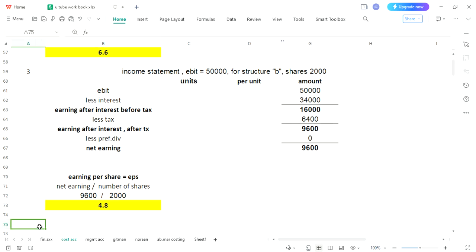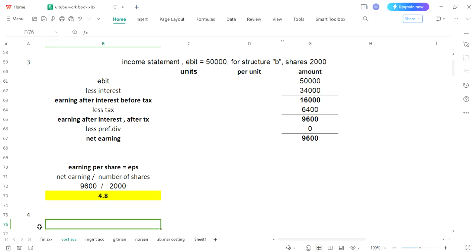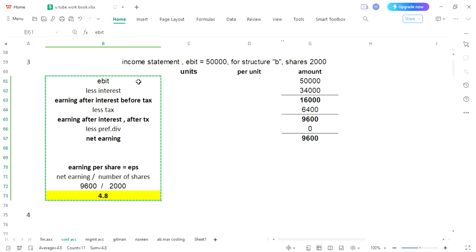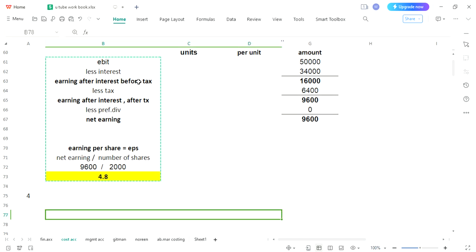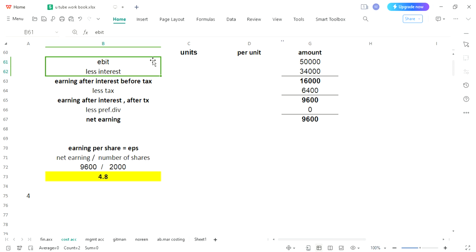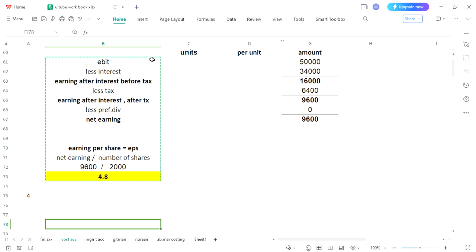So now it's time to calculate our fourth statement. Why? Because there were two structures and two EBITs. That is why you are making four different income statements. So again, it is time to take these headings again. I'm hopeful that it won't be complicated now. Here you will put your values. One by one we are taking from here to here.